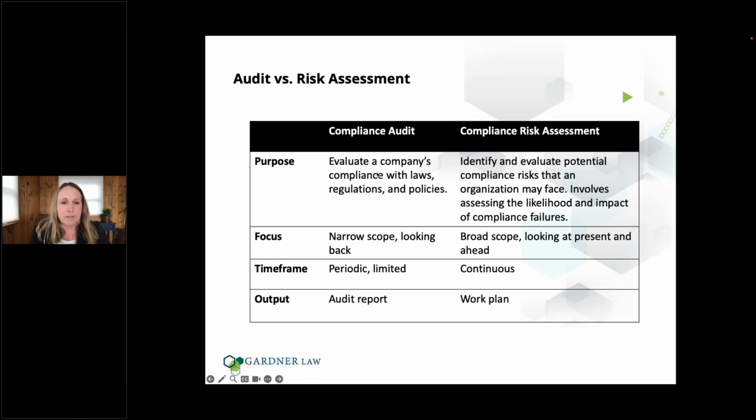So, an audit versus a risk assessment. In a compliance audit, we're evaluating a company's compliance with requirements. A compliance risk assessment is much more broad and forward-looking. We're identifying potential compliance risks that the organization may face, and it involves assessing the likelihood and impact of potential compliance failures. So you can see how they're related, but distinct. The focus of a compliance audit is typically narrower, and it's looking backward at what happened and whether it meets the requirements. The risk assessment is broader. We're looking at the current state and forward in terms of what potential risks we face, and the likelihood that we have non-compliance with any of those risks.